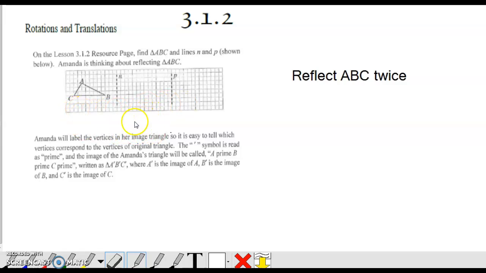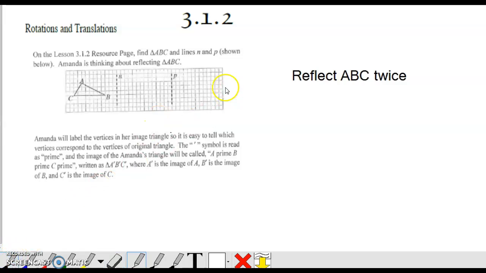All right, so on the other side of your resource page, I want you to locate this image. Notice that we have triangle ABC, and then we have two lines right here, line N and line P, and they are labeled. If we were in class doing this properly, we would be in groups talking about this. But what's happening is Amanda's thinking about reflecting ABC, so we're going to reflect it twice over these two parallel lines.